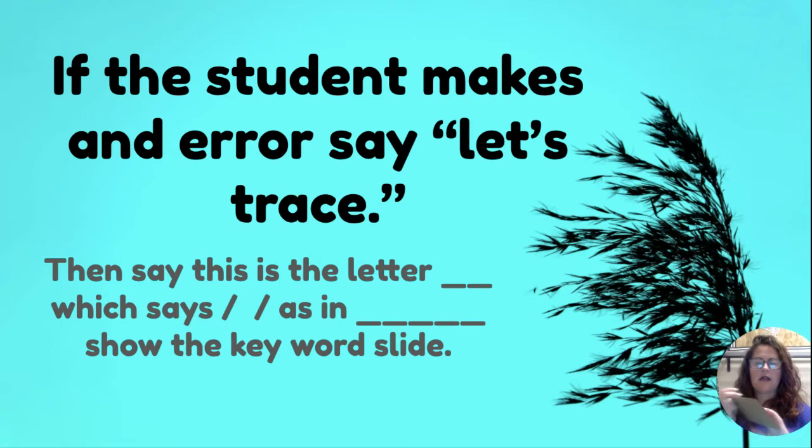If your child makes an error, then you would say, this is the letter T, which says T as in turtle. You would show the keyword slide. Then you would go back and show the T and have them trace it 3 times. T, t, t. They do not need to say the word on the keyword slide. That is there for error corrections.